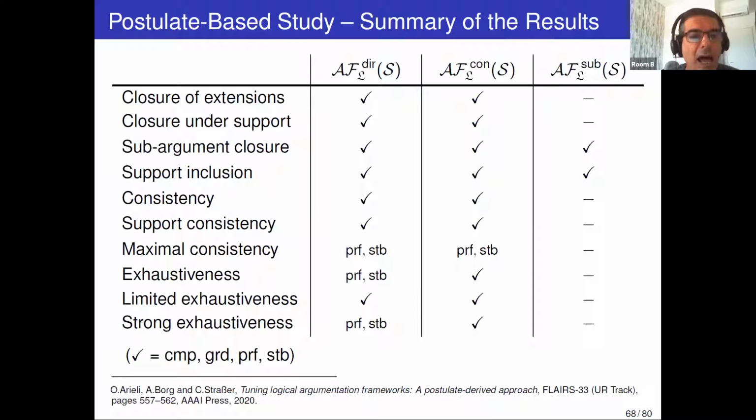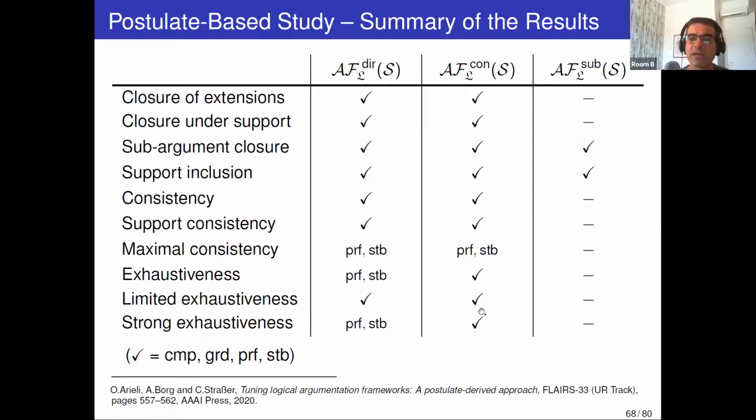And here you see some of our results. This table shows what postulate is satisfied in what case. You see here in the leftmost column the postulates, and the table is divided into the three types of framework that I just defined. In each cell, you see whether the postulate is satisfied by the framework, and under what condition about the semantics. For instance, closure of extensions is always satisfied with respect to all the semantics whenever we use direct attacks or consistency-based attacks, but it is not assured, as I've shown previously, when we use subset-based attacks.